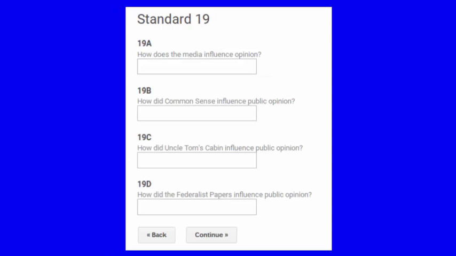Standard 19. How does the media influence opinion? 19B. How did Common Sense influence public opinion? 19C. How did Uncle Tom's Cabin influence public opinion? 19D. How did the Federalist Papers influence public opinion?